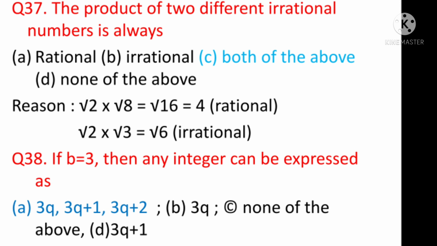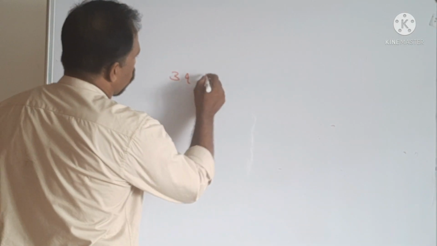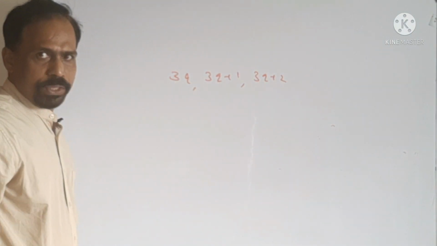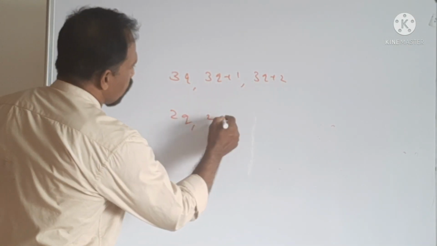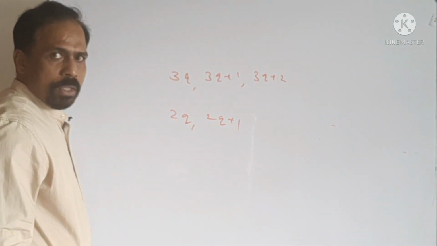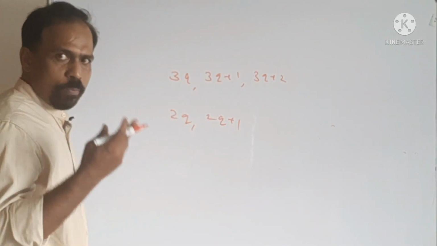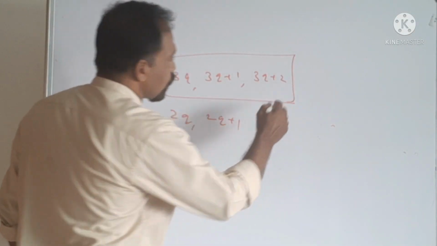Now let us do question number 38. If b is equal to 3, then any integer can be expressed. We have studied in our previous classes that any number can be expressed as 3q, 3q + 1 and 3q + 2 if b is equal to 3, and if b is equal to 2, it will be 2q and 2q + 1, and if b is equal to 4, it will be 4q, 4q + 1, 4q + 2, 4q + 3. So the answer is 3q, 3q + 1, 3q + 2.